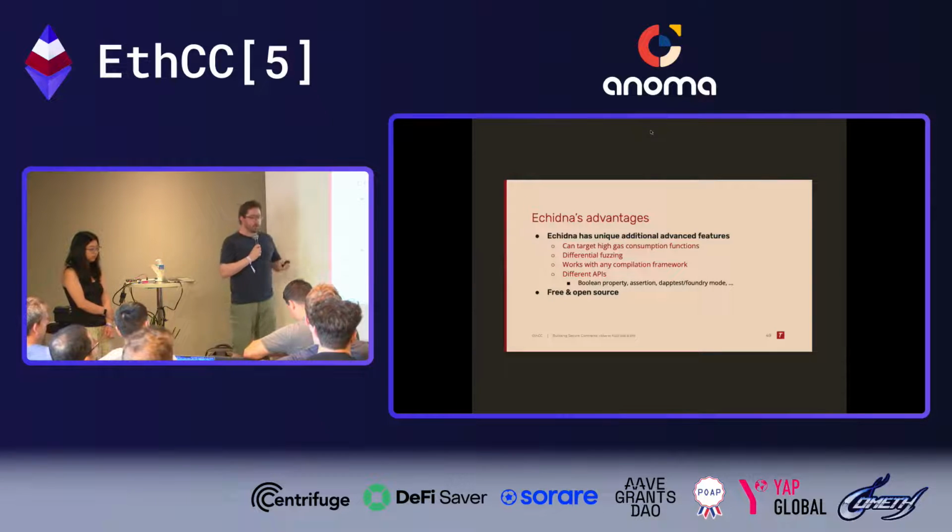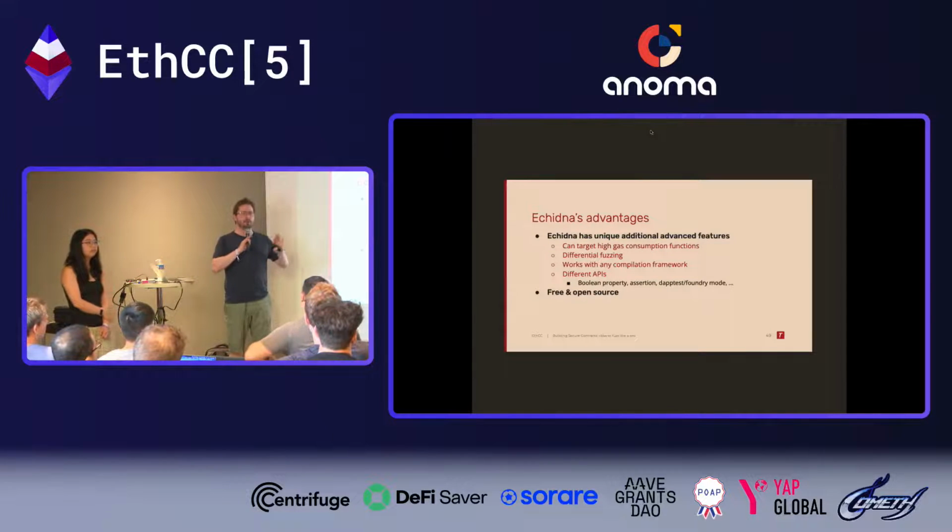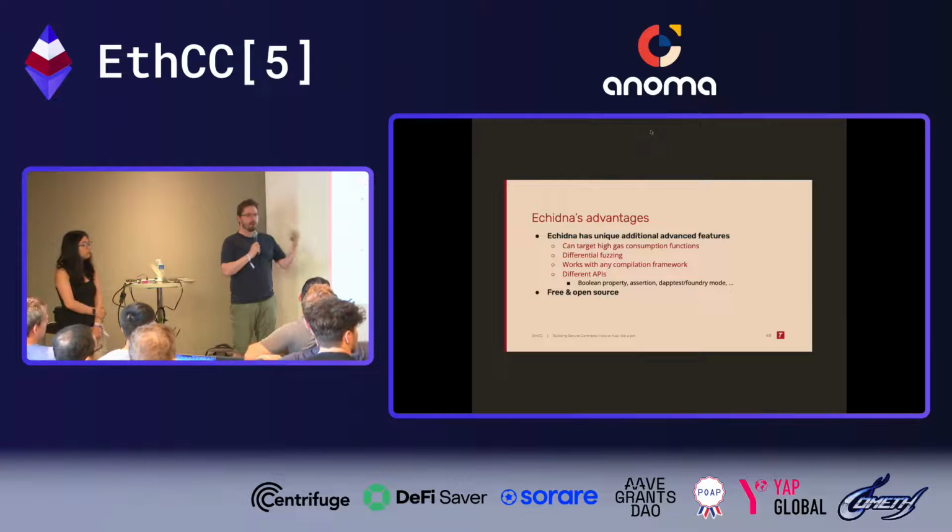It can do differential fuzzing. Differential fuzzing is basically the same idea, but instead of comparing properties, you are going to compare 2 implementations of the same thing. For example, if you have 2 contracts, version 1 and version 2, and version 2 is just a refactoring of your code base but should behave the same, you can use differential fuzzing to actually check that they are the same. It works with any compilation framework: Hardhat, Truffle, Brownie, Foundry, whatever you are using, Echidna will work on top of it.